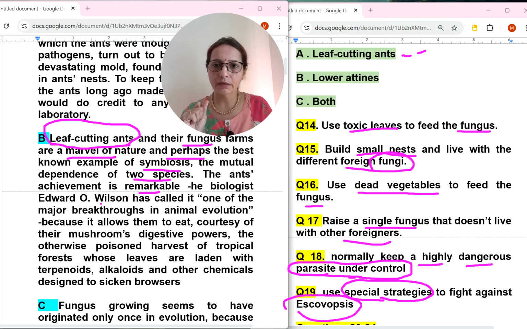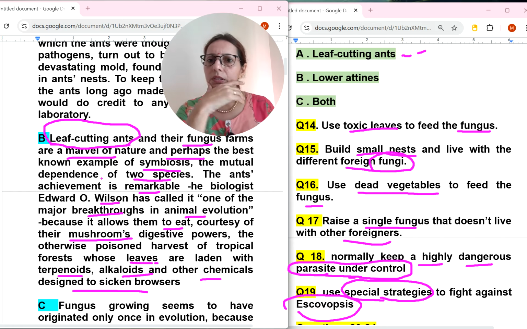The biologist Edward Wilson has called it one of the major breakthroughs in animal evolution because it allows them to eat, courtesy of their mushroom digestive powers, the otherwise poisoned harvest of tropical forest whose leaves are laden with this and other chemicals designed to sicken browsers. Poisoned is toxic. I think it is vegetable digestive powers.